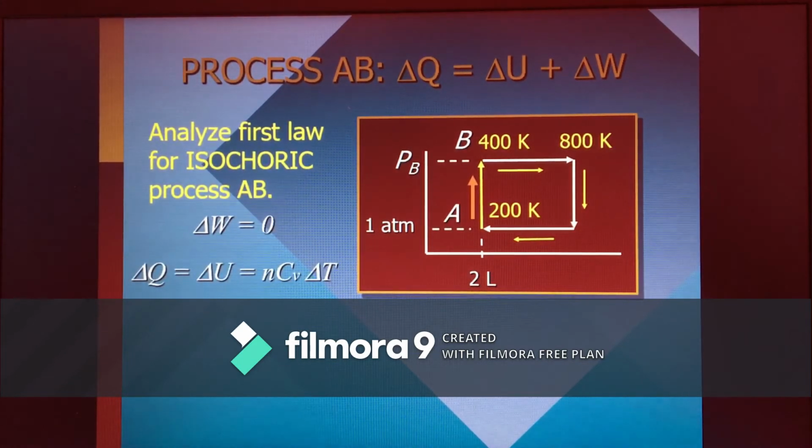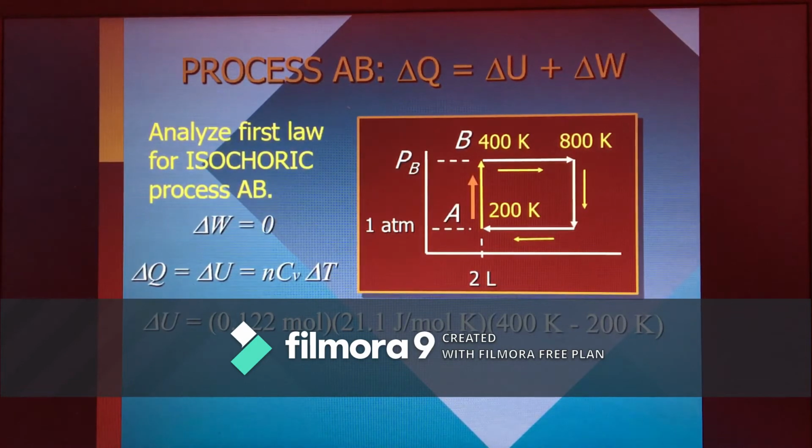Because this is an isochoric process, the change of work is 0, there's no work done. Therefore, from the relationship delta Q equals delta U plus delta W, we can say that delta Q is equal to delta U. And we know that delta U, the change of internal energy, is equal to the number of moles times the specific heat capacity at constant volume times delta T.